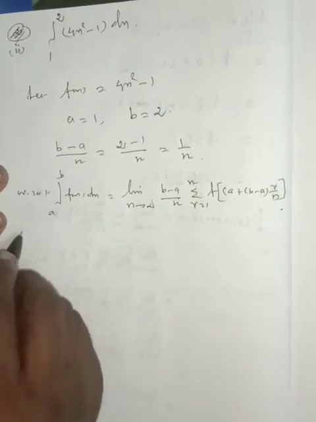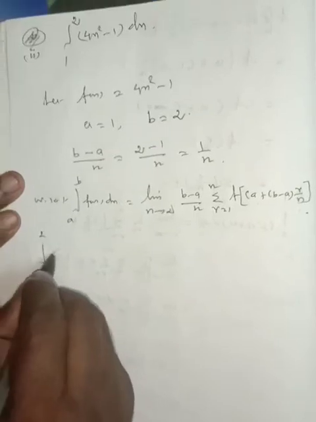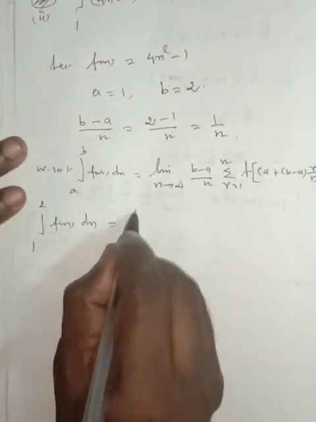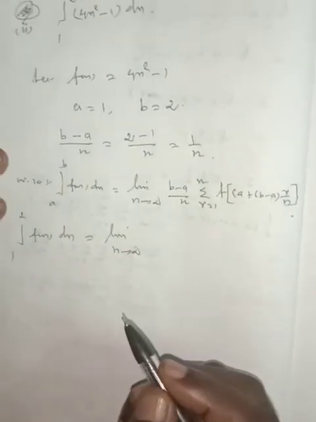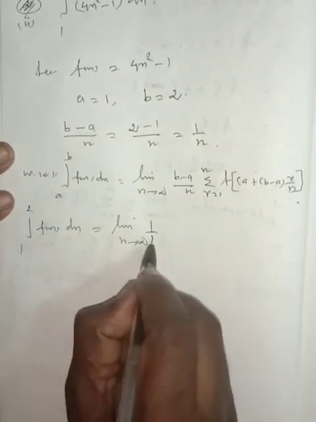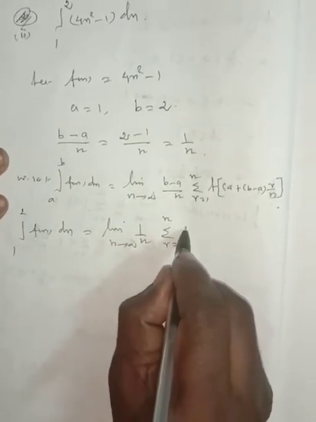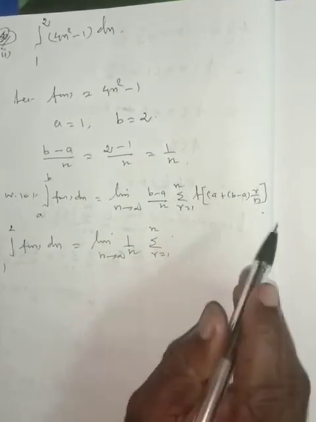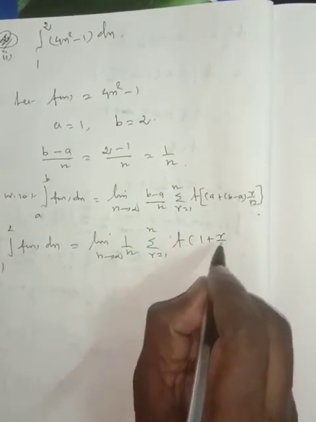We know that integral 1 to 2 of f of x dx is equal to limit n tending to infinity 1 by n, sum of r varying from 1 to n, in this case f of (1 plus r by n).